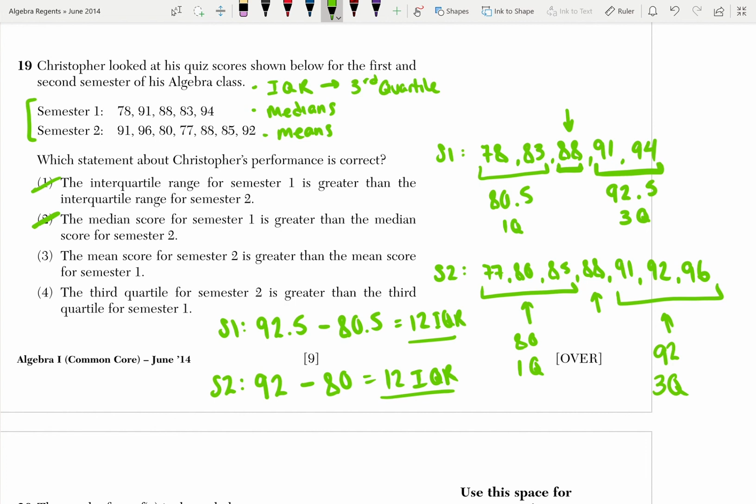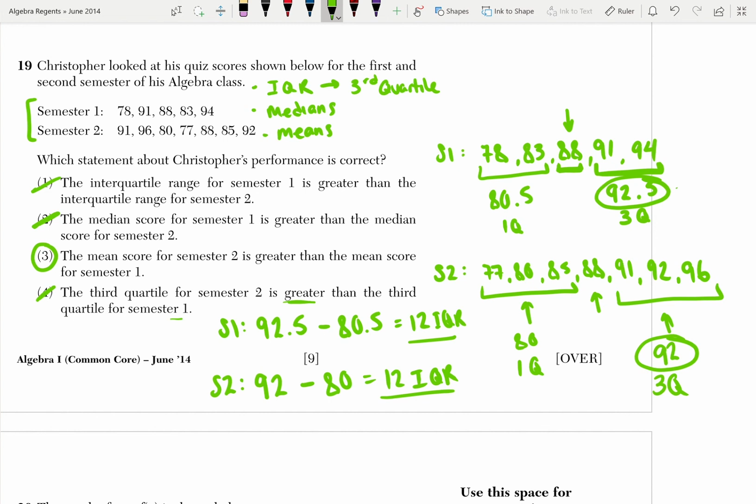Let's look at option 4. The third quartile for the second semester is greater than the third quartile for the first semester. What's the third quartile for the second semester? That's right here. It's 92. And what is the third quartile for the first semester? That's here, 92.5. This says the third quartile for semester 2 is greater than the third quartile for semester 1. No, actually the third quartile for semester 1 is greater. So option 4 is wrong. That means 3 must be the correct option.